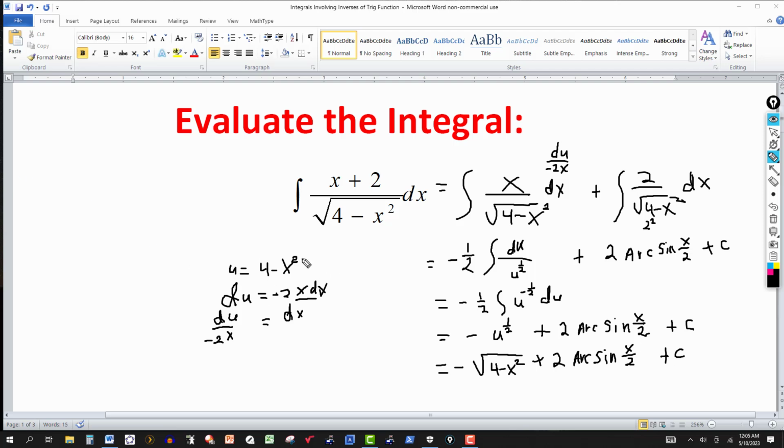So this particular problem involved breaking down the integrand into two integrals, using the standard U-substitution in the first one, and then using the formula involving the arcsine. This is your answer right here.